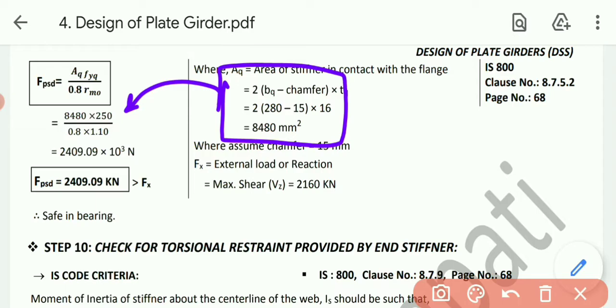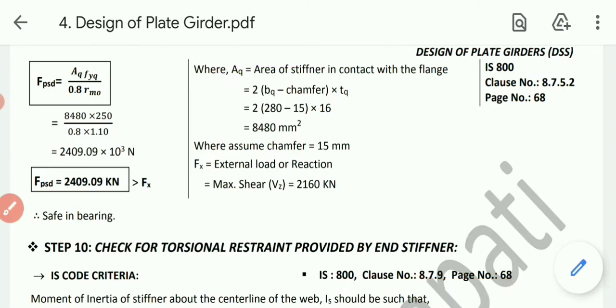That is 8480, FIQ, that is 250 divided by 0.8, and gamma m0, that is 1.10. So I will get the answer 2409.09 into 10 raised to 3 Newton. So let's convert it into kilonewton. 2409.09 kilonewton. Now what does this indicate?